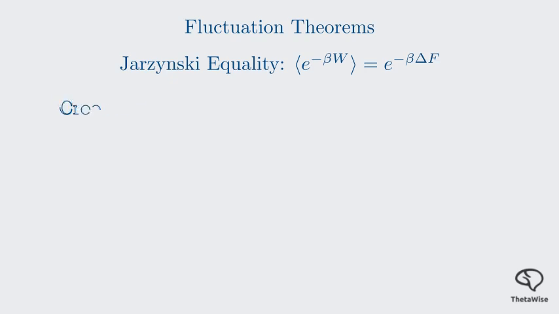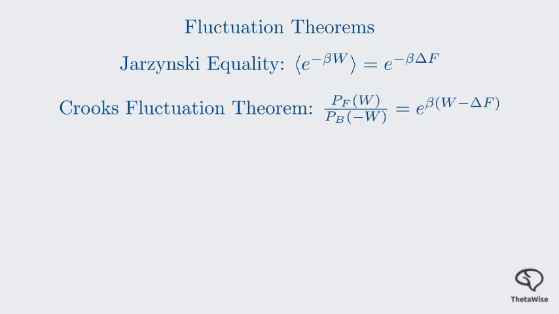Another important result is the Crooks fluctuation theorem, which relates the probability of doing a certain amount of work in a forward process to the probability of doing the negative of that work in the time-reversed backward process. These theorems are not just theoretical curiosities. They have been experimentally verified in various systems, from single molecules to quantum dots, and are used to measure free energy differences in biological systems. So, fluctuation theorems, like the Jarzynski equality, provide a fundamental link between microscopic work fluctuations and macroscopic thermodynamic quantities, allowing us to probe non-equilibrium processes.